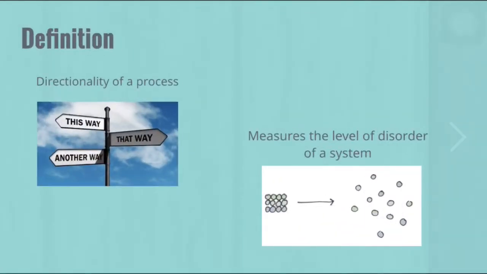Entropy is a measure of disorder in the system, or a measure of chaos. It indicates the direction of the process, in which the process occurs where there is more entropy. It is a driving force for chemical reactions to take place. The entropy of a substance always increases as it changes state from solid to liquid to gas.